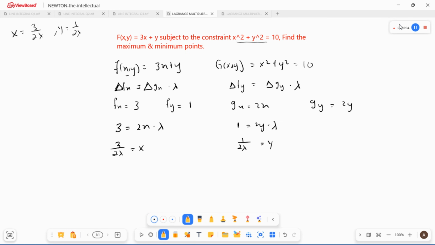Now, this constraint that we have here, this g of x, we're going to plug in our values, because that's the only equation that has a constant 10. So that we can get the value for x and y by using that constraint. So we're going to do x squared, and x is 3 over 2 lambda. Let me just clean this so we have enough space.